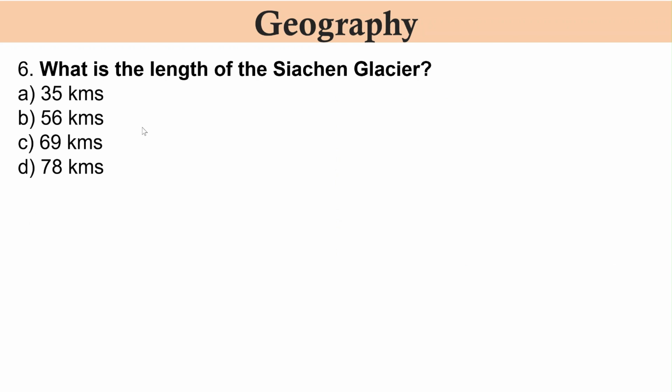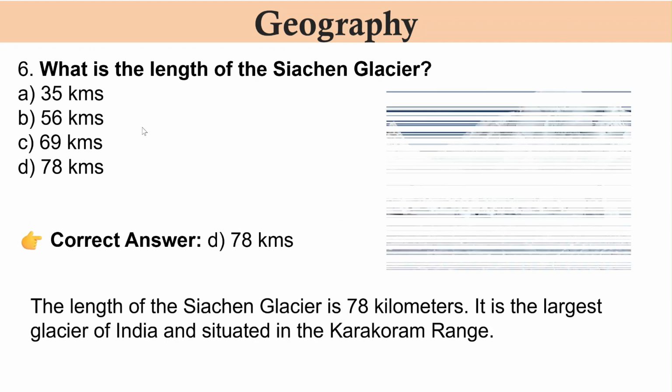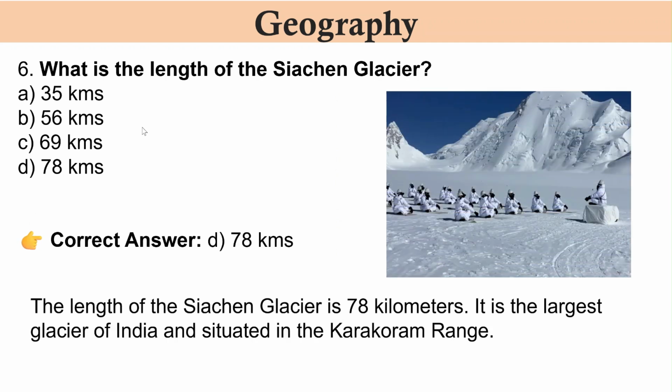Next question is, what is the length of the Siachen Glacier? A. 35 kilometers. B. 56 kilometers. C. 69 kilometers. D. 78 kilometers. The correct answer is D. 78 kilometers. The length of the Siachen Glacier is 78 kilometers. It is the largest glacier of India and situated in the Karakoram Range.